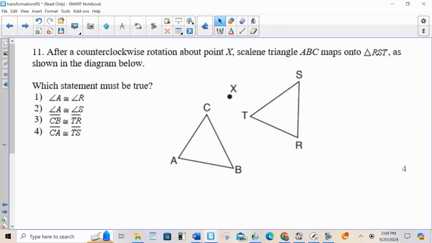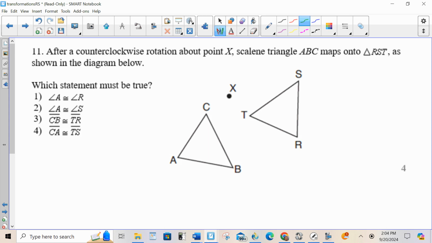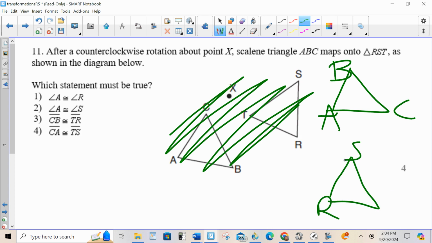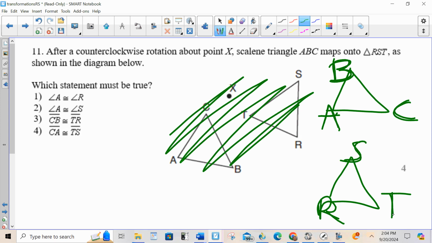Number 11, after a counterclockwise rotation, the triangle maps onto the other triangle. Again, same concept we just talked about. Since a rotation happened, I know that the triangles are congruent. Now, it's hard to see what corresponds to what here, so I'm going to cross those out and draw my own pictures. I've got A, B, C. I've got R, S, T. If I label A, B, C as left, top, right, then I need to label R, S, T as left, top, right. Now that I did that, it becomes a very easy question.